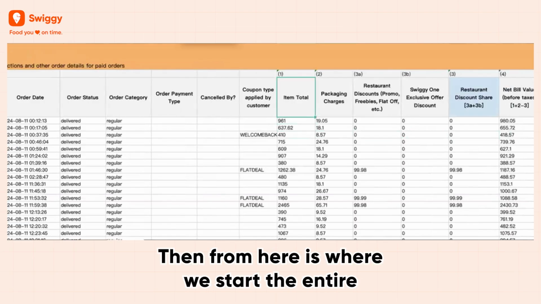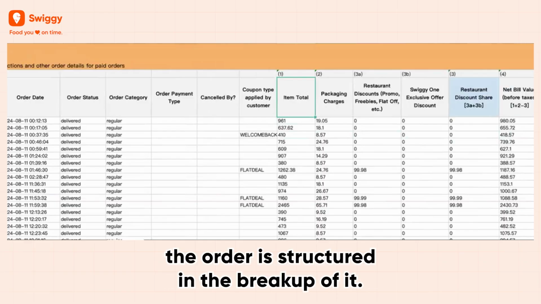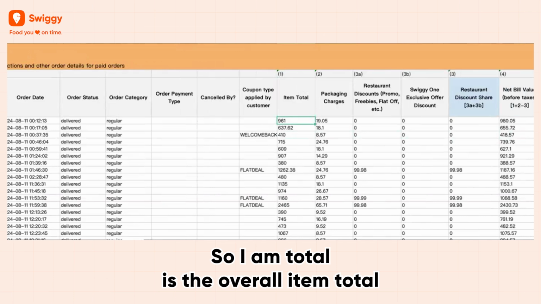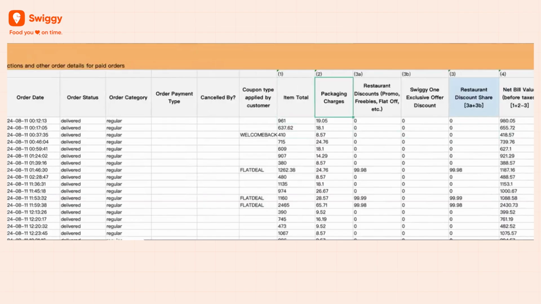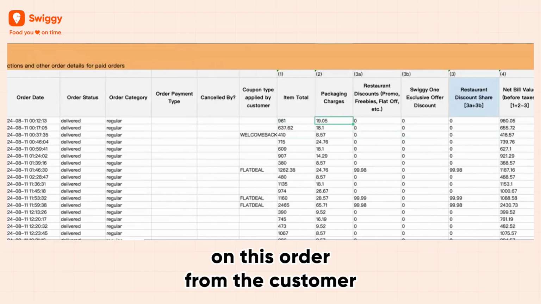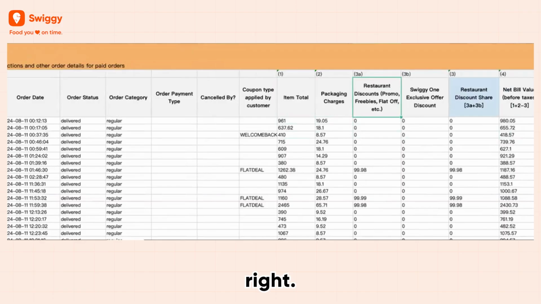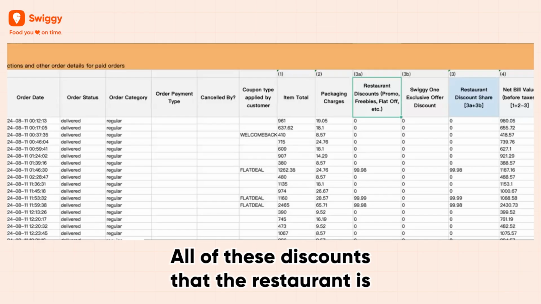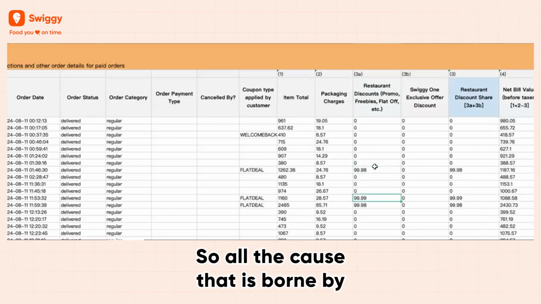Then from here is where we start the entire detailed view of how the order is structured and its breakup. Item total is the overall item total that the customer sees after they've added the items in the cart. Packaging charges is the overall packaging charge collected on this order from the customer. Then restaurant discounts: all your promos, freebies, flat off, any coupon discount, your Swiggy Eat discount, your try new discount. All of these discounts that the restaurant owns are available here. So all the cost that is borne by you will show up here.